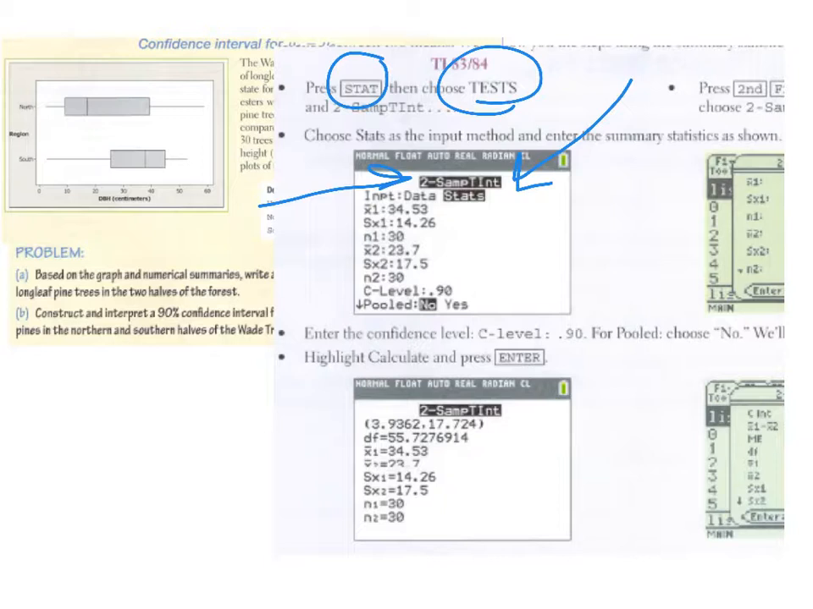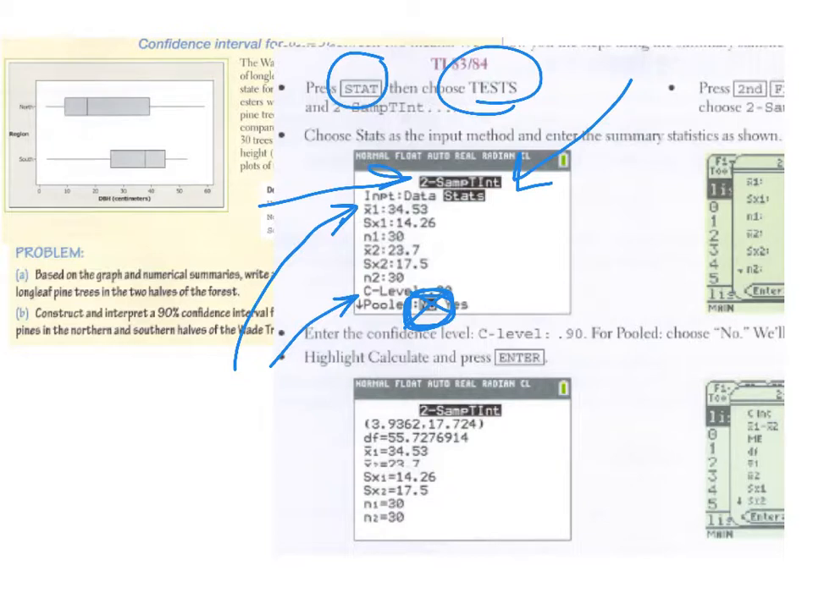Okay, and then you're going to need to input your stats. You can put in your mean of the first sample, the standard deviation of the first sample, and your sample size. Then you do the same thing for the second, and make sure you set your confidence level. Always click no for pooled. We do not want to pool the data like we did for proportions.